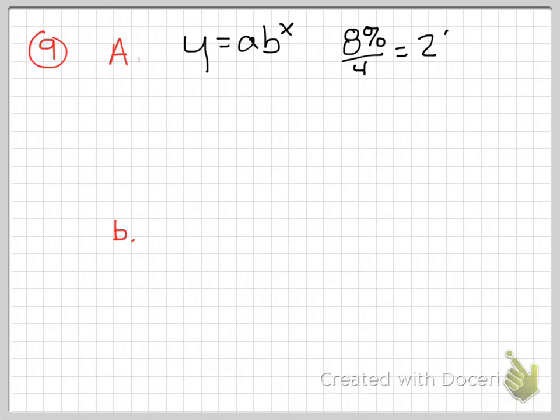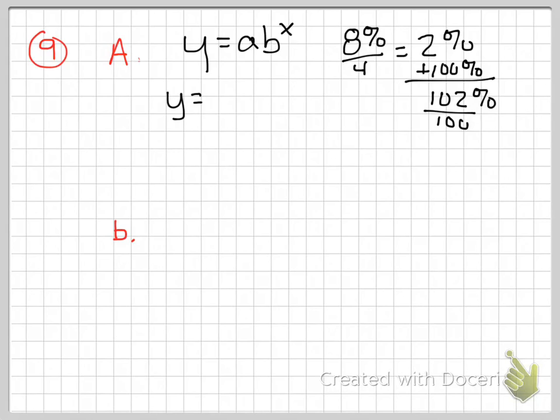Problem number 9A. It says invest $560 into an account that pays 8% annual interest compounded quarterly. So remember this is geometric. Y equals A times B to the x power. For my multiplier, I have 8%, but it is compounded quarterly, so I have to divide that by 4. It's 2% per quarter. Change that into a multiplier, so I add on 100%. So 102%. Divide that by 100. So it's 1.02.